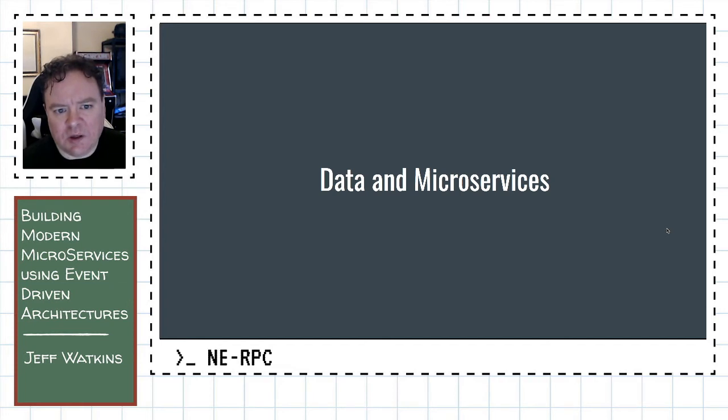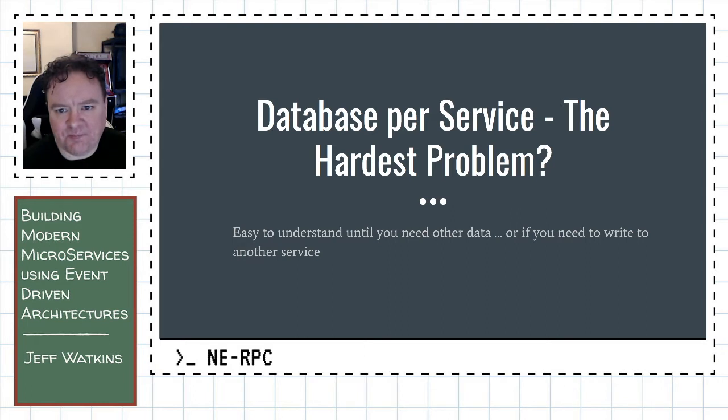What I'd like to do now is talk a little bit about data and microservices. And the main one is database per service. It's the hardest problem, though it's kind of easy to understand. If you've got a database per service, it's great. You have your independence. But then, what happens if you need to get data from another service without using an HTTP call? Or if you need to write to another service and have some kind of transactionality, suddenly things get complicated. And if you're moving between different schemas, well, what do you lose? You lose referential integrity. You lose ACID semantics.